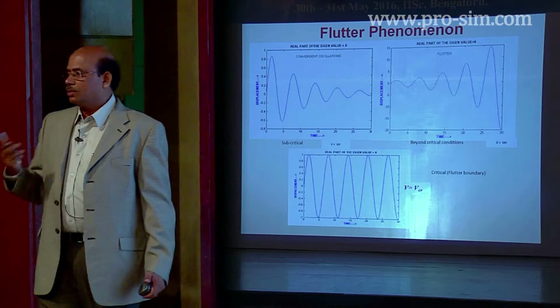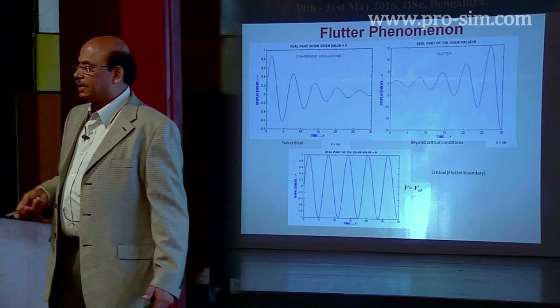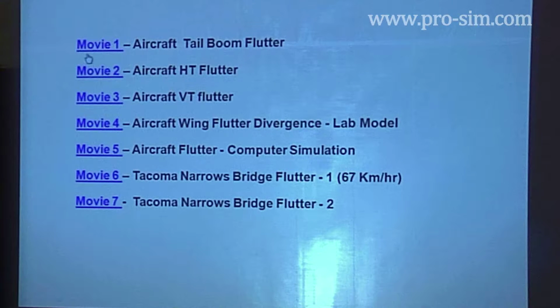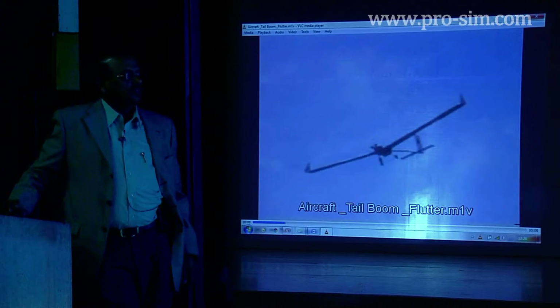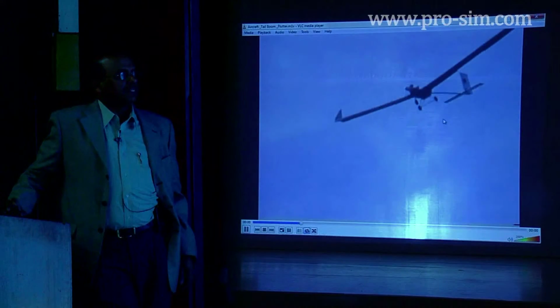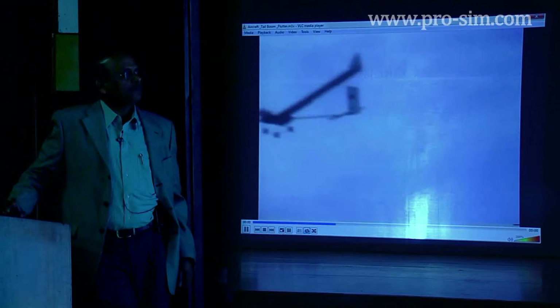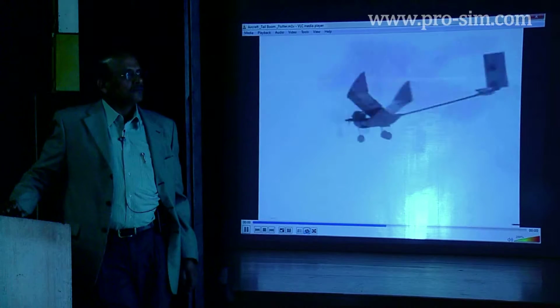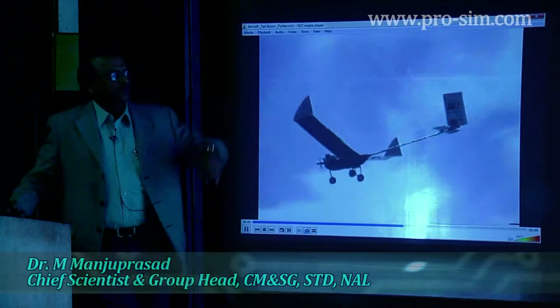Similar conditions are also encountered in civil engineering structures such as bridges. I have a few animations which I can probably show here. This is the aircraft tail boom flutter. You can see that on the tail boom there is a flutter condition that is resulting here. You can see this portion.